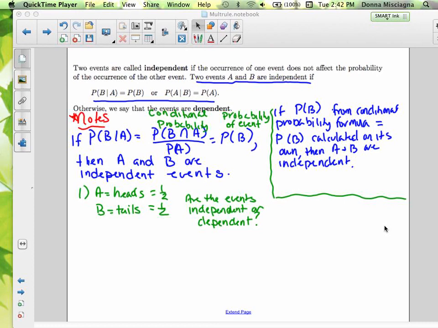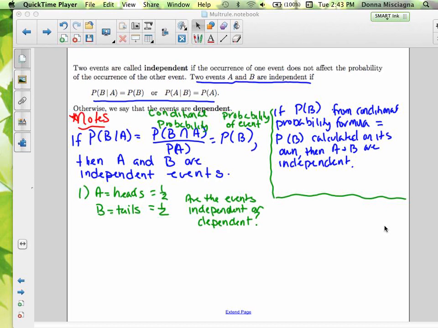Two events are called independent if the occurrence of one event does not affect the probability of the occurrence of the other event. Two events A and B are independent if the probability of B given A is equal to the probability of B, or the probability of A given B is equal to the probability of A. In other words, if the probability of B from the conditional probability formula is equal to just the probability of B itself, calculated all on its own, then A and B are independent.